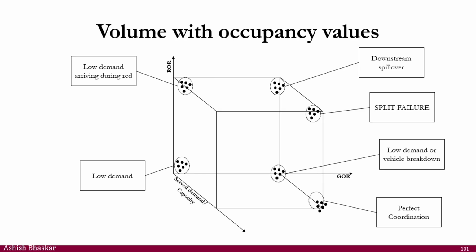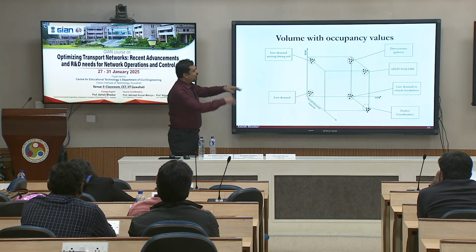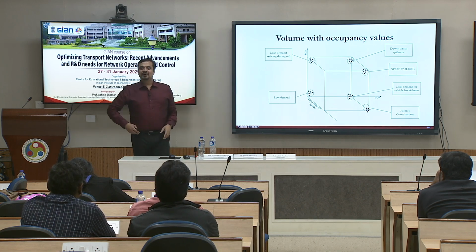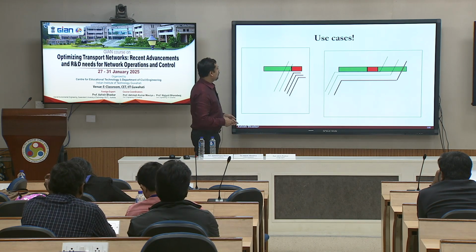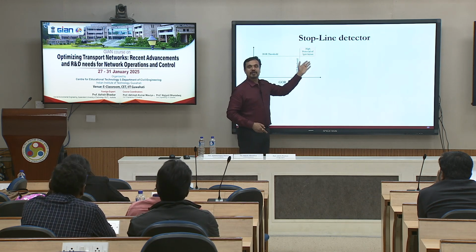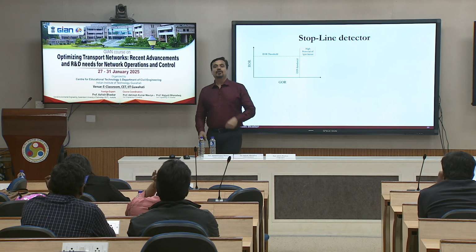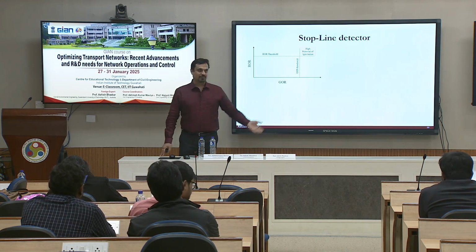Obviously, high GOR, high ROR, high demand served is a split failure, definitely. I will be more confident. And then you can think of other combinations. So, what I want to highlight was, yes, if I go back to this image, I will have potential split failure points, but I will also have potential points where there is a spillover from downstream.